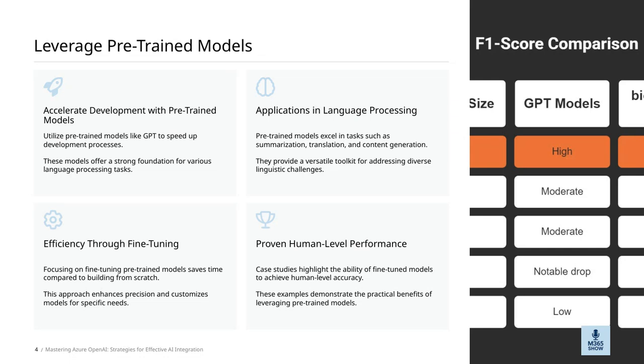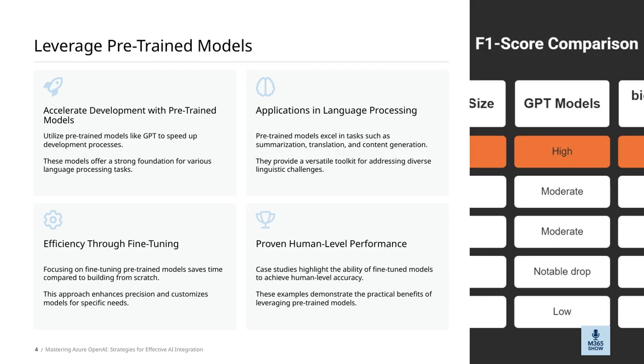Let's talk about leveraging pre-trained models and why they are such a game changer. As we see in these case studies, fine-tuned models can actually reach human-level accuracy, which is impressive. These examples really highlight the practical benefits of starting with a pre-trained model rather than building from scratch. Focusing on fine-tuning saves us a lot of time and effort, allowing us to customize models for our specific needs while still benefiting from their proven performance. This approach boosts precision and makes our AI solutions more effective.